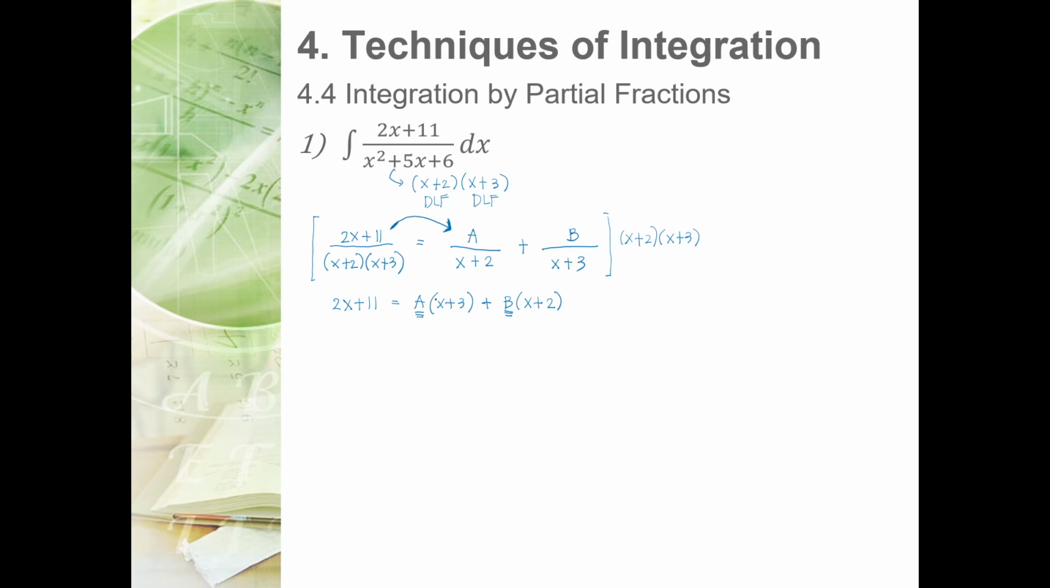So again, going back to the discussion, we have to solve for A and B. So there are two methods. One method is through elimination. The second method is by equating coefficients.